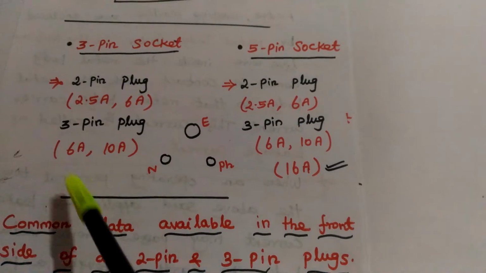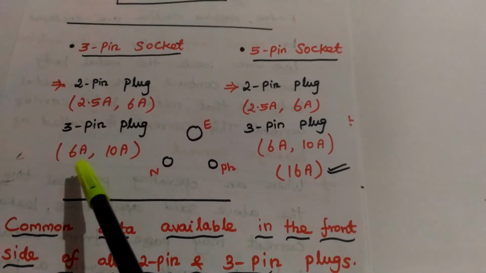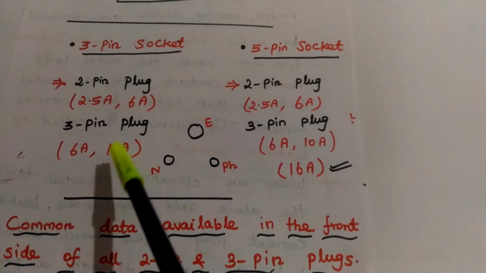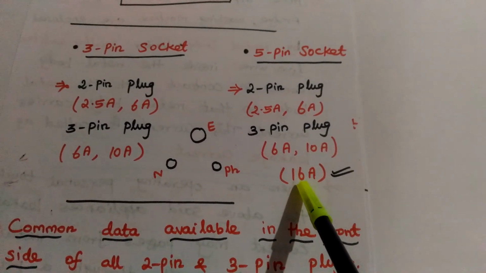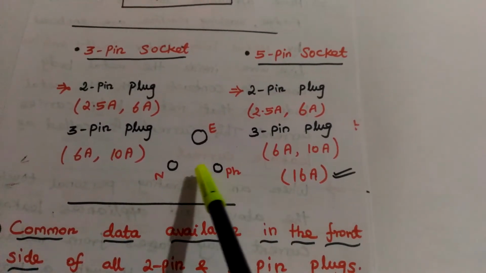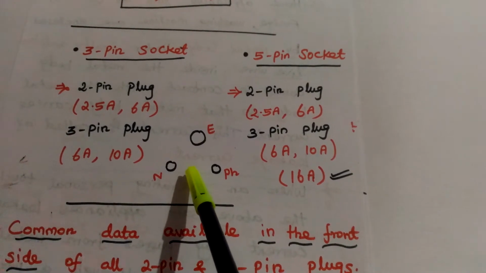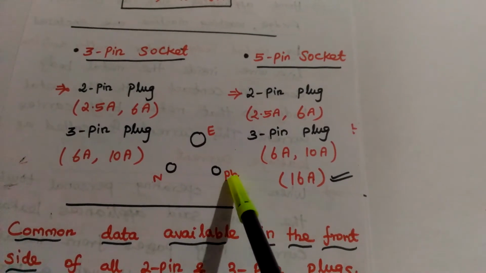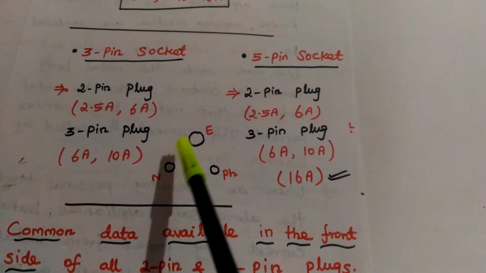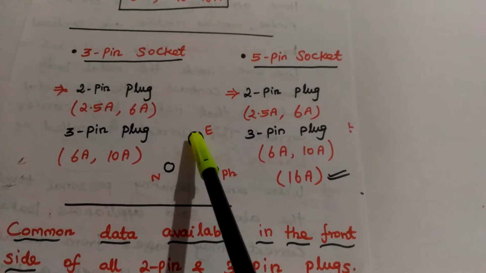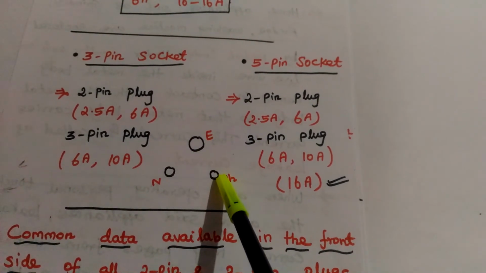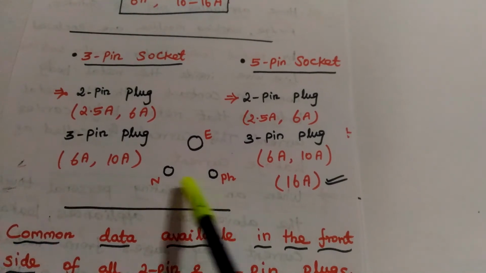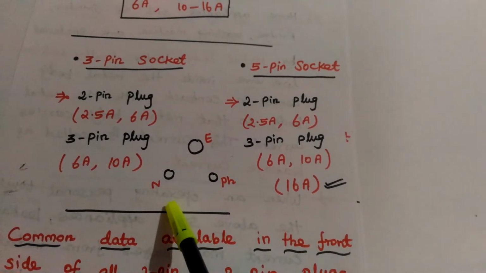Here, in the 3-pin socket we are inserting only the 3-pin plug with a current rating of 6 amps and 10 amps. But in the 5-pin socket we can also insert the 3-pin plug with a current rating of 16 amps. So what all the points are available in the socket? In the 3-pin socket, the right side is phase, the left side is neutral, and the top portion is the earth. If we take the 5-pin socket, earth is here, here we have the phase and another phase, and here neutral and another neutral are available.